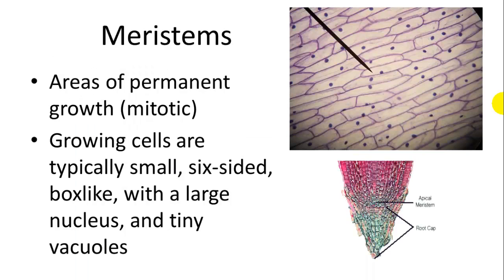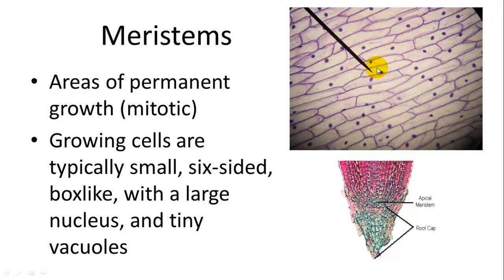So a meristem is an area where you have constant mitosis occurring. So you have constant splitting of cells, or growth. That's how growth occurs: you have mitosis continually adding on new cells. These cells are typically small, 6-sided, and box-like with a large nucleus and tiny vacuoles.